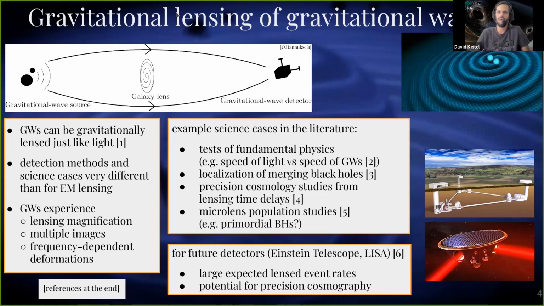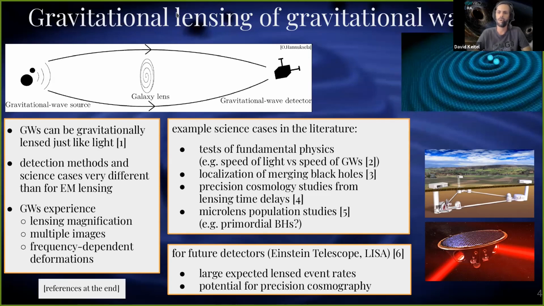A few of the interesting science cases discussed in the literature that we can do once we finally detect these lensed gravitational waves include tests of fundamental physics, like for example the speed of light against the speed of gravitational waves from the same sources. Very precise localization of merging black holes, much more precise than the bad sky resolution I mentioned for unlensed gravitational wave events, which is really only enabled by the multiple image lensing. Then, what most of you will be interested in, precision cosmology studies from lensing time delays in analogy to the quasar or supernova cases, and also microlens population studies, which could be of interest for cosmology, for example, when you think about primordial black holes as a population.